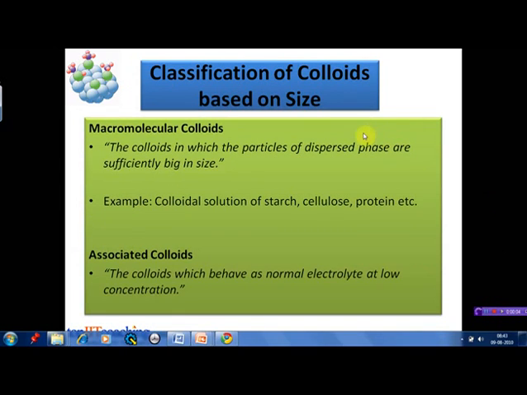The second type are the macromolecular colloids. These are those colloids in which the particles of dispersed phase are sufficiently big in size. The particles are much bigger. For example, the colloidal solutions of starch, cellulose, protein, etc. And the third type are the associated colloids. These are those colloids which behave as normal electrolyte at low concentration.